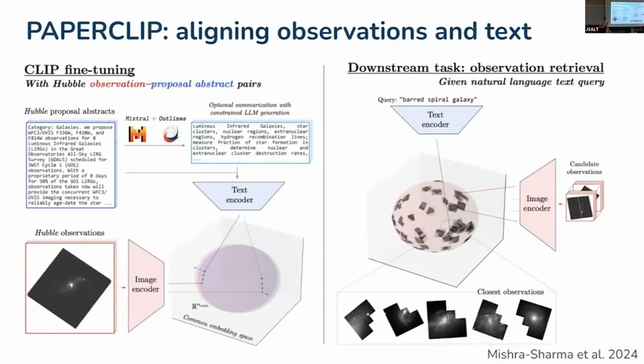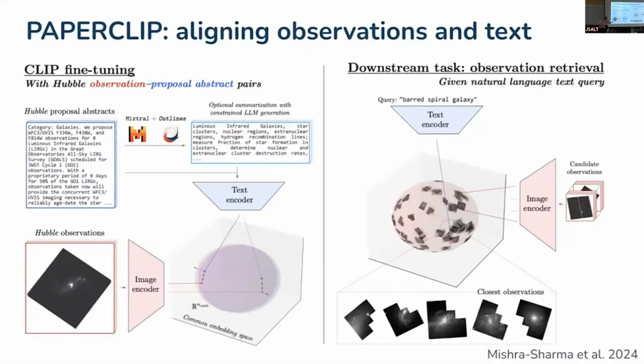Again, you have an image encoder, but this time you actually have a text encoder. And so this is going back to the idea of writing proposals to get observations. If you submit a proposal for the Hubble Space Telescope and it's accepted, your proposal abstract actually gets archived in our proposal system at Space Telescope. So here they take all of the Hubble proposal abstracts that were accepted over 34 years of observations, and then they look at what it ended up observing.